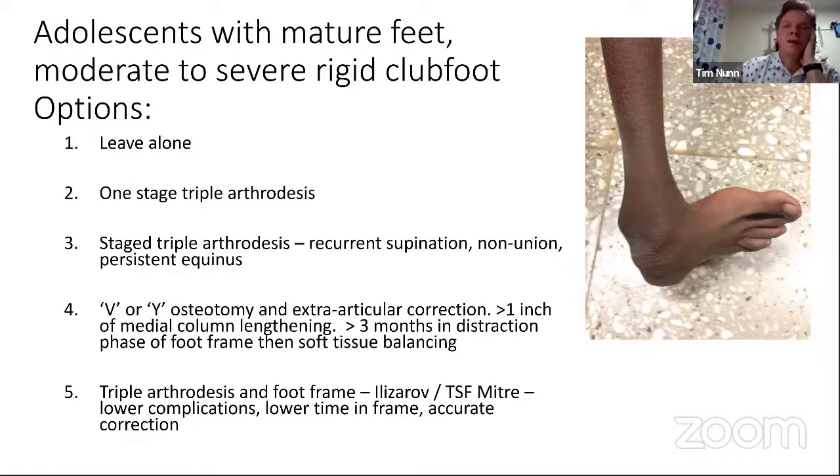For many, they come to our services asking for correction. And if the deformity is mild, we would consider a triple arthrodesis. Possibly if the calcaneum is high riding, we would do that in stages and do a first stage soft tissue release and then a triple arthrodesis. I have tried doing V and Y osteotomies on these types of patients. And correction is achieved, but that is a very, very long duration of correction.